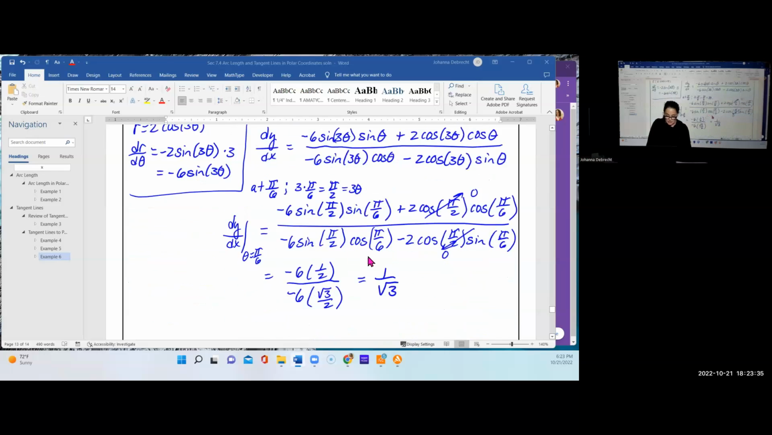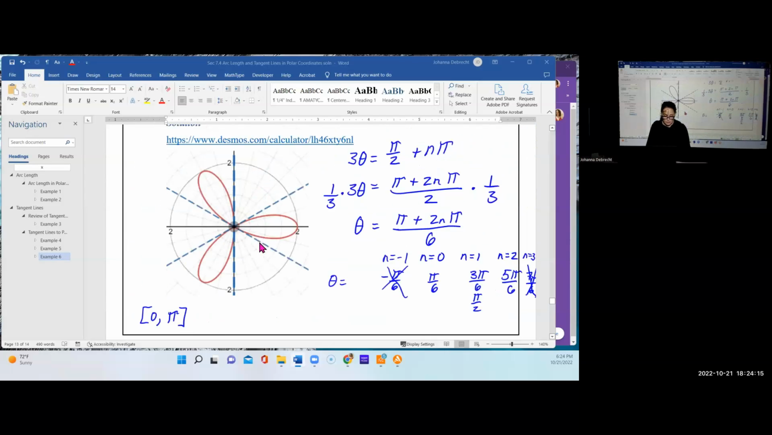So again, what I did was I took theta to be pi over 6 first. 3 times pi over 6 is pi over 2, so that's 3 theta. And I substituted those into my general formula for the slope of the tangent line. The cosine of pi over 2 goes to 0 in the second term in both the numerator and denominator. And it gives me -6 times 1/2 divided by -6 times root 3 over 2, which becomes 1 over the square root of 3. So that means when theta equals pi over 6, the slope of the tangent line is 1 over the square root of 3.